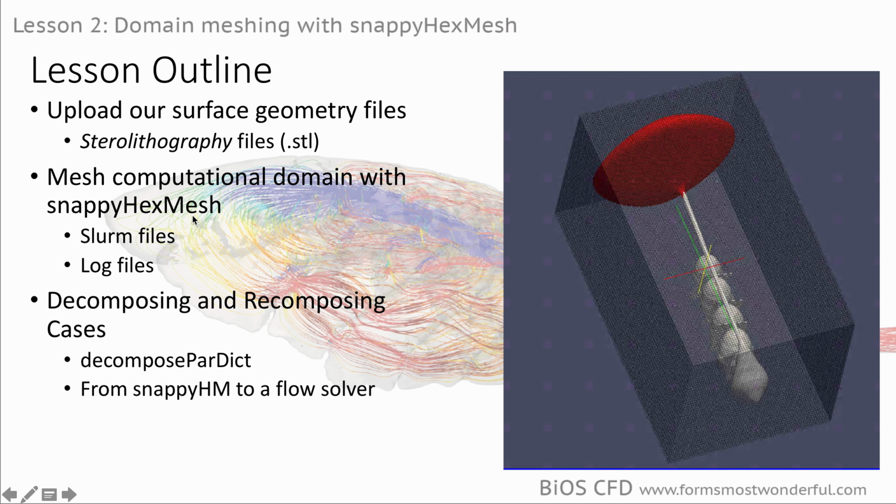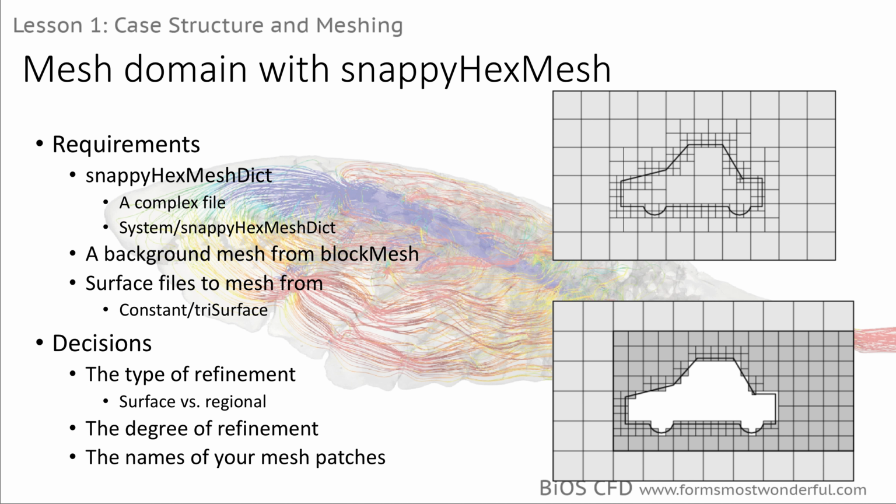snappyHexMesh is largely driven by the snappyHexMeshDict. Meshing a domain with snappyHexMesh is a little bit complicated, but there are only a few things you have to change if you're just using this for a similar internal flow. You need to have a snappyHexMesh dictionary file, which is in system/snappyHexMeshDict. You need to previously have that background mesh from blockMesh that we already made, and you need to have the surface files to mesh from.